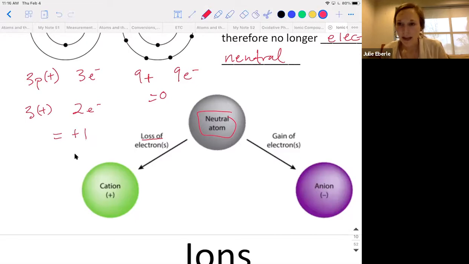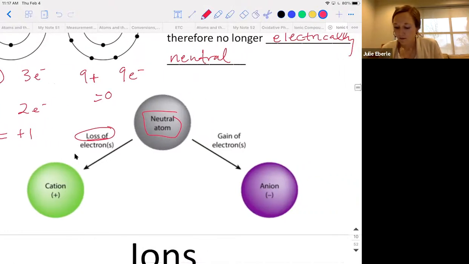That's what we call a cation. Maybe you've heard this word before, but a cation overall has a positive charge because it has lost electrons, all right? Loss of electrons always leads to a cation, because now there's an imbalance. You have more protons in the atom than you do electrons.